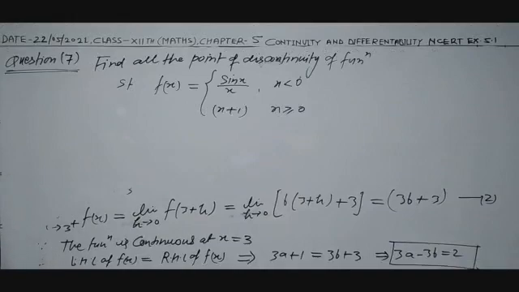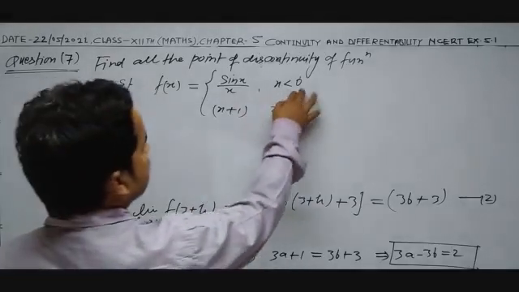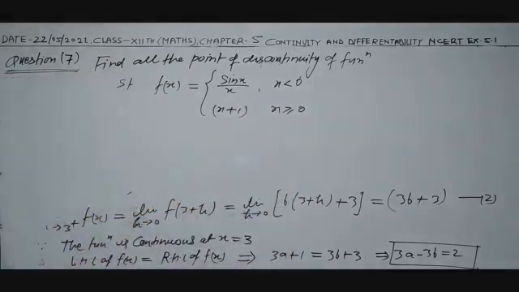Now this is question number 7. Find all the points of discontinuity of the function f(x) is equal to sin x upon x for x is less than 0, and x plus 1 for x is greater than or equal to 0. We have to find out all the points of discontinuity. So first of all, we have to check the continuity at x is equal to 0.